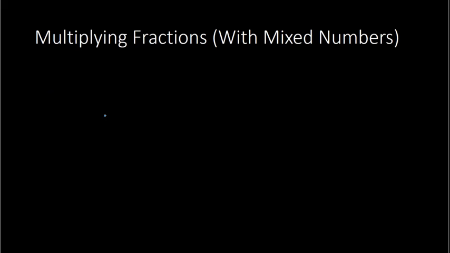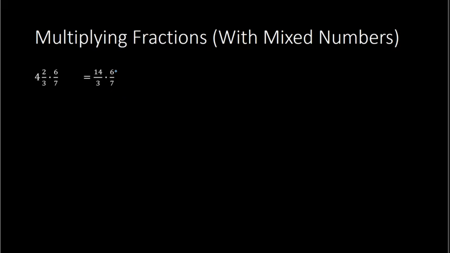Now what if you're multiplying fractions with mixed numbers? For example, 4 2/3 times 6 over 7. What you want to do is convert this mixed number into an improper fraction. So to do that, remember, you can take the 4 times the 3, add that with 2. 4 times 3 plus 2 is 14, and then put that over 3. So this becomes 14 over 3 times 6 over 7. Now from here I can reduce before I multiply.